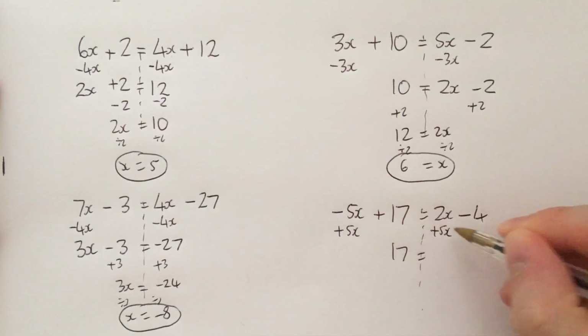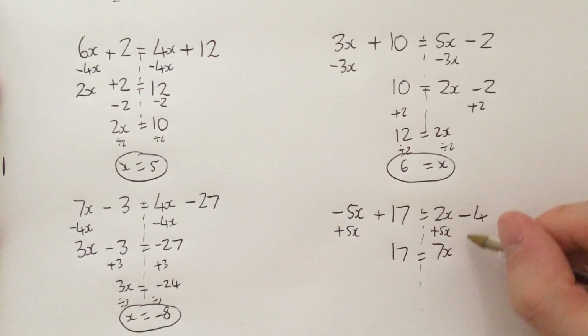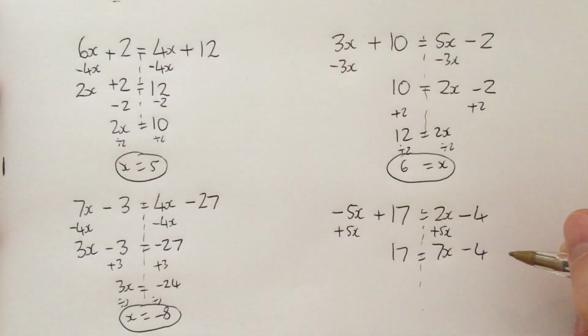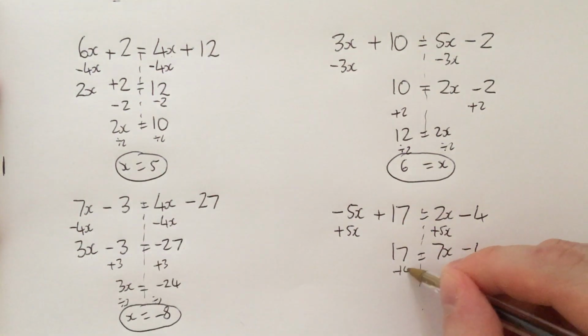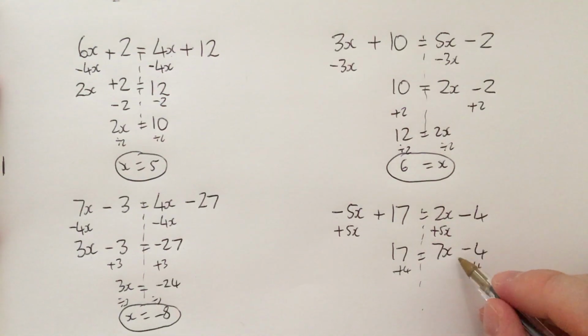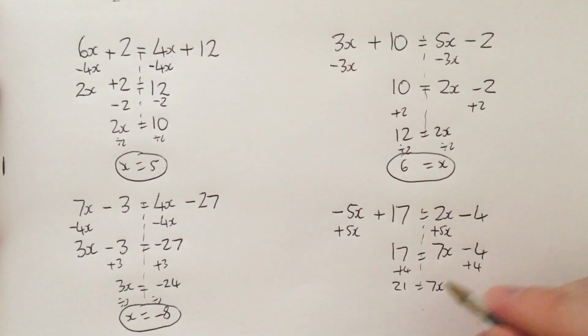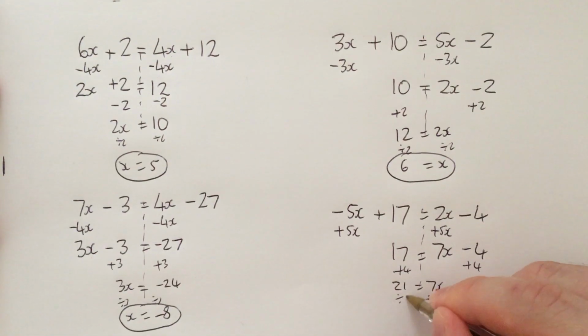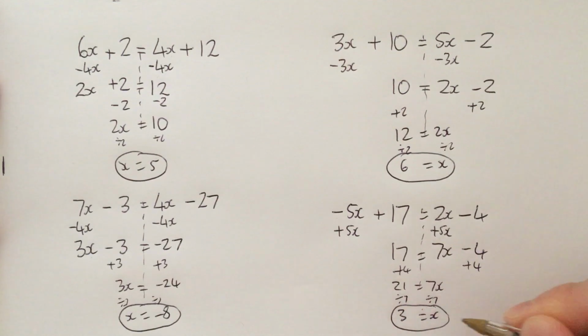So that will become 0. 17 will be on this side. 2x plus 5x is 7x minus 4. Okay? Add 4 on both sides for the reasons I said above. I want to get x by itself. 21 equals 7x. Divide by 7, 3 equals x. Final answer.